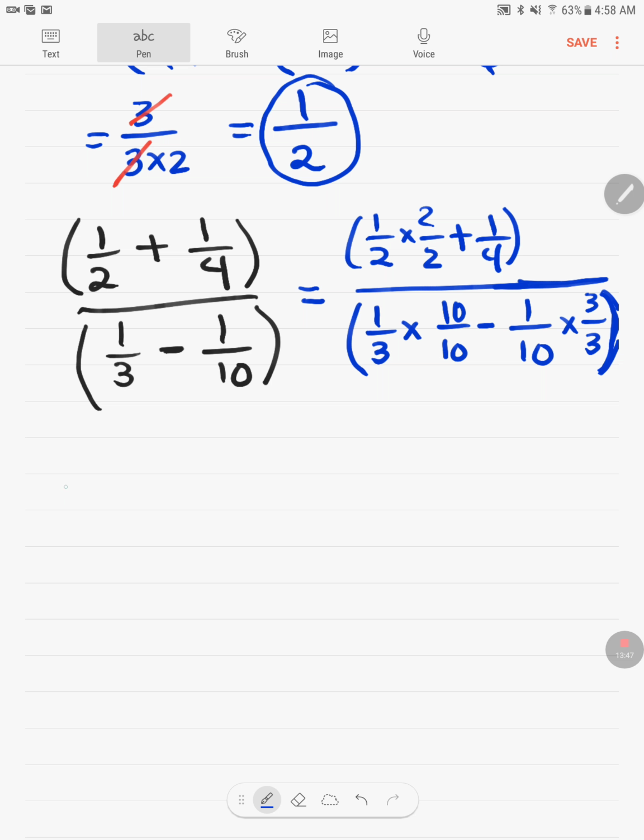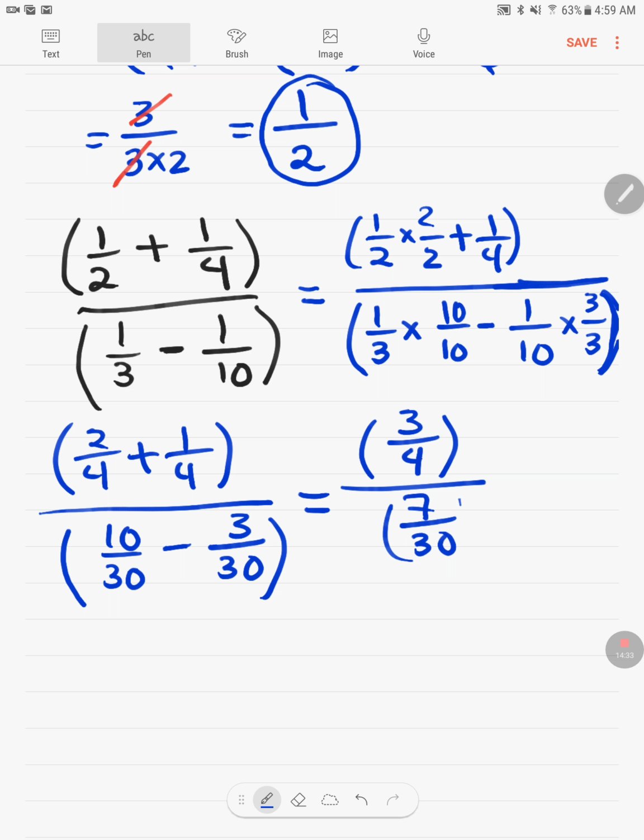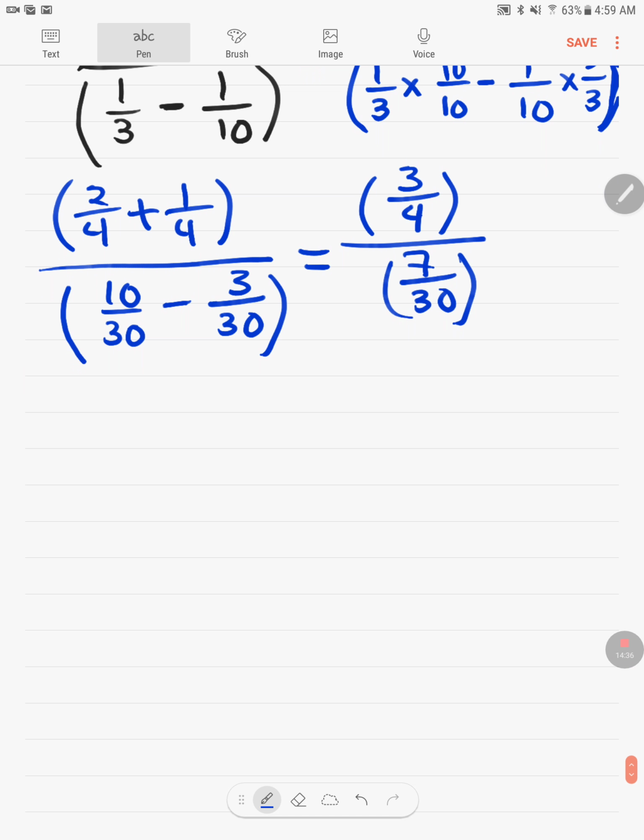So this whole thing is equal to, the top will become 2/4 plus 1/4, and the denominator will become 10/30 minus 3/30, and this will equal 2/4 plus 1/4, it's 3/4, divided by 10/30 minus 3/30, it's 7/30. Now we have two fractions divided by each other, so we could switch it into multiplication.